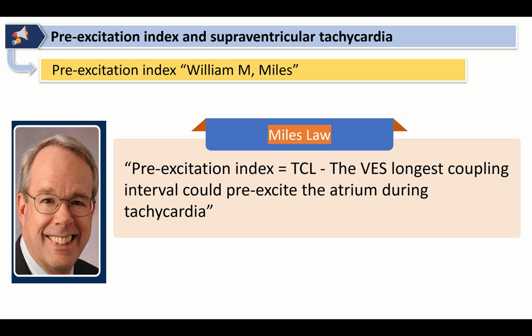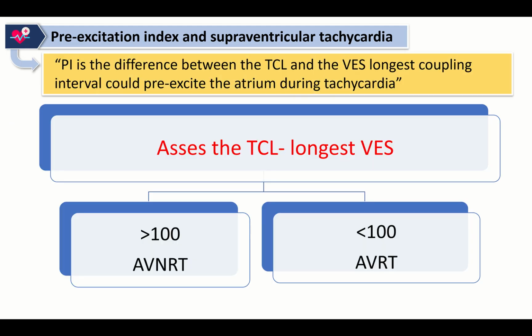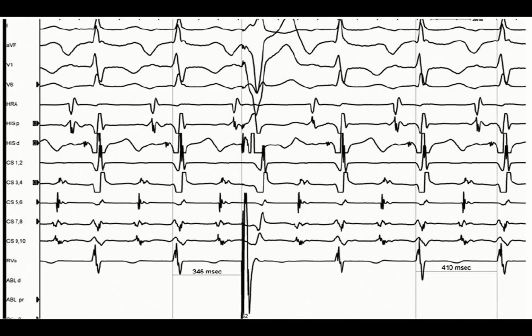Difference between tachycardia cycle length and ventricular extra stimulus with longest coupling interval that could pre-excite the atrium through the accessory pathway during tachycardia. So, if the pre-excitation index is less than 110, it confirms accessory pathway pre-exciting the atrium through the bypass tract, it is a case of AVRT. But if the index is more than 110, it means nodal conduction, AVNRT.